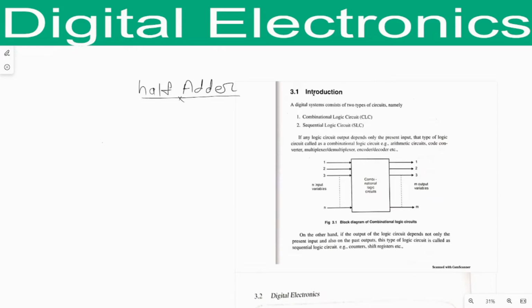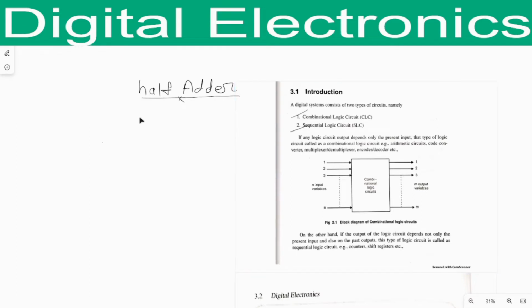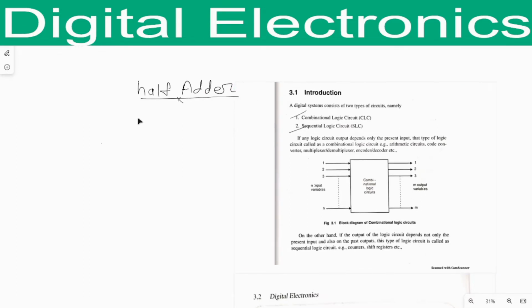So basically all digital circuits are divided into two types. One is known as combinational circuit, and the second one is known as sequential circuit. Okay. Now, what is a combinational and what is a sequential circuit?